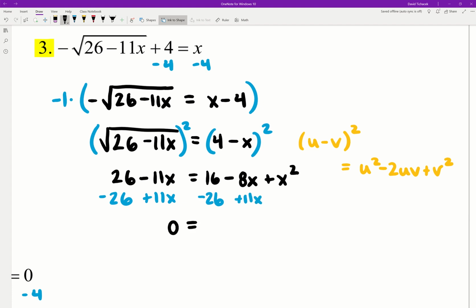And that is going to be equal to what? Well, let's write this in standard form. So that's the x squared coming first. And then we have negative 8x plus 11x. That's going to give us a positive 3x. And then we have 16 minus 26. That's going to give us a negative 10.